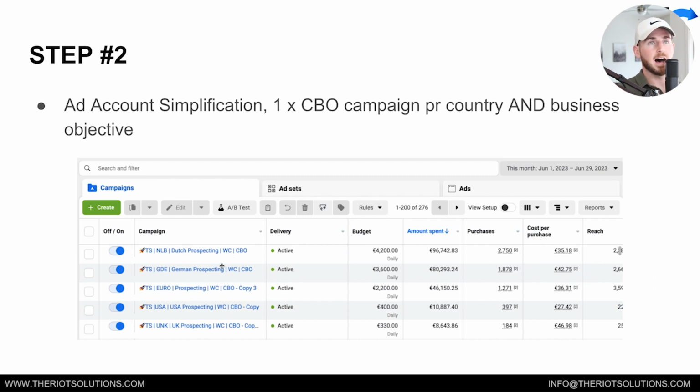Now, if you have 3 or 5 products on your store, and then you have 3 campaigns for each product, all targeting the USA, that's where it becomes pointless. Or if you have ABO and CBO and lookalikes and bid caps, all these different campaigns, that's where it's useless. So don't do that.